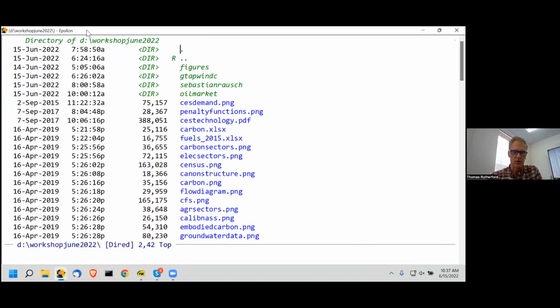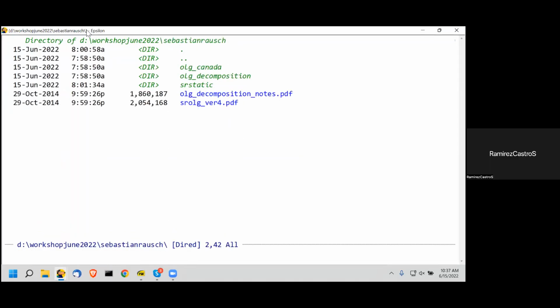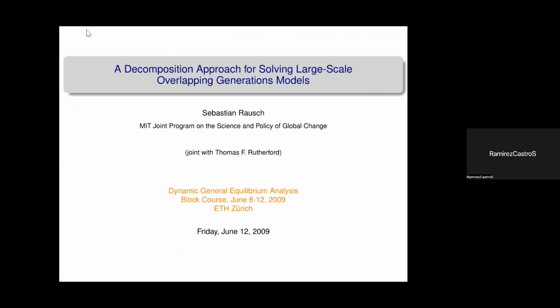Okay, so now I'm going to go to Sebastian Rausch's work. That's going to be the OLG decomposition notes. Hide meeting controls. So you can see this is from a long time ago, like 12 years ago.